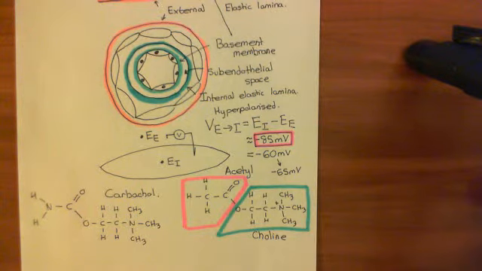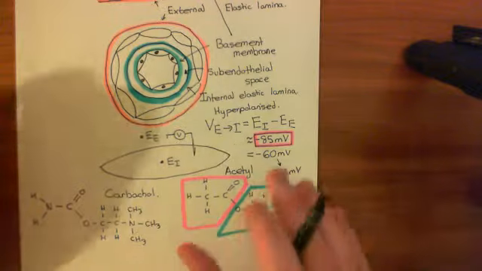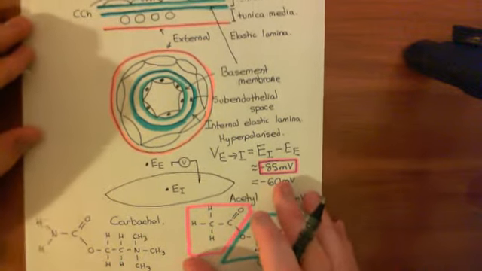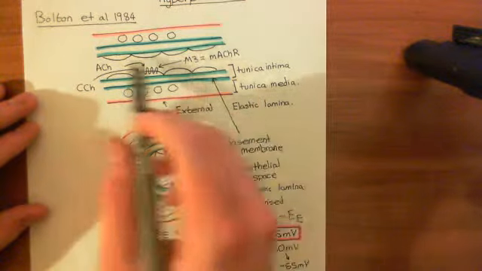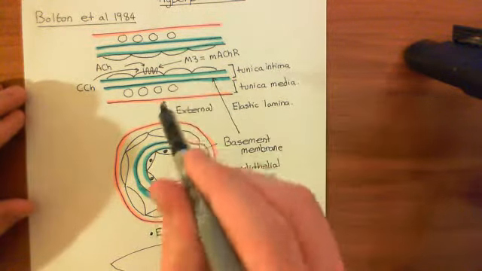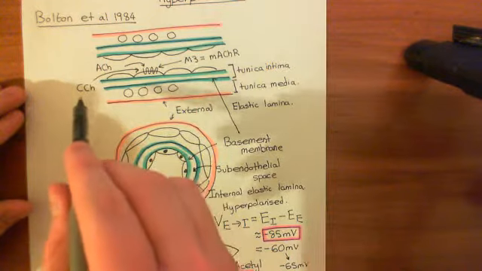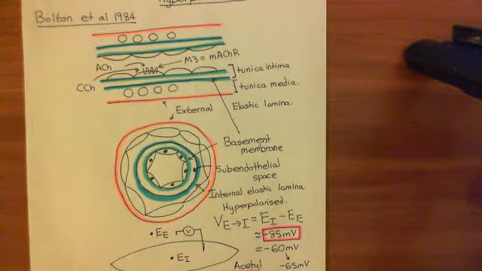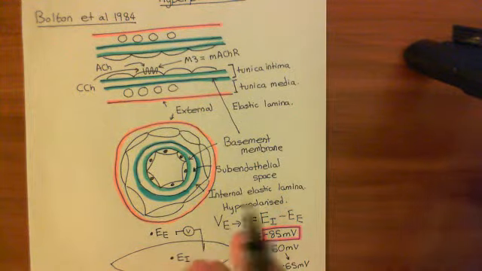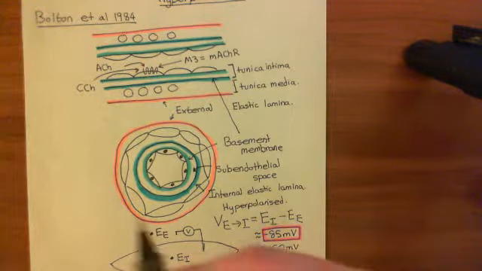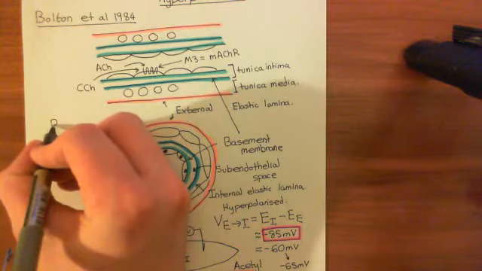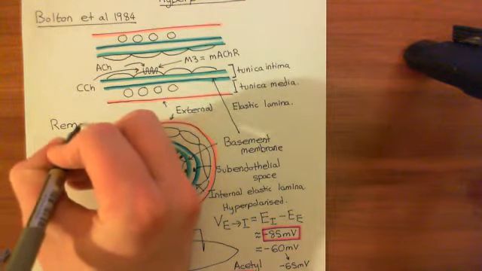Moreover, Bolton et al. didn't stop there. What they did is they removed the endothelial cells from this mesenteric artery. And then, if you stimulate with acetylcholine or carbachol, you no longer get the hyperpolarization. Instead, across the membrane of the smooth muscle cells, you get a depolarization. So if you remove the endothelium, then you get the exact opposite effect.